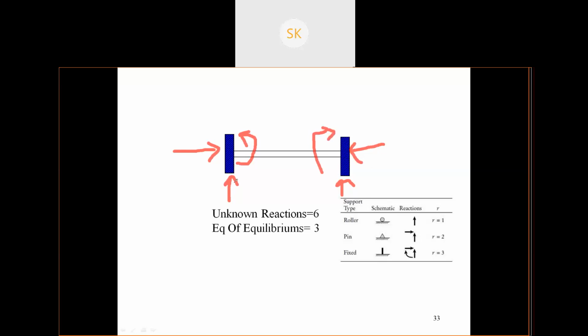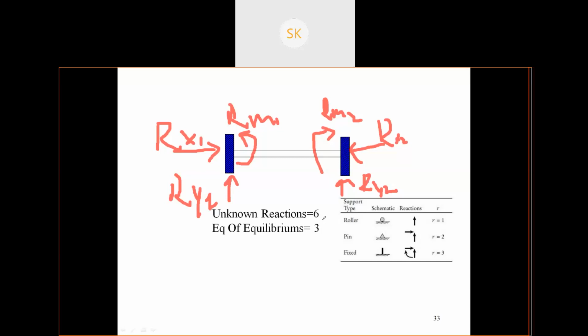Suppose I'm taking Rx1, Rx2, Ry1, Ry2, Rm1, Rm2. So the number of reactions is 6 and we have only 3 equations. So it will be insufficient to get these unknowns from only 3 equations. So we will need more equations to solve the rest of the reactions. So this is also an example of an indeterminate structure.